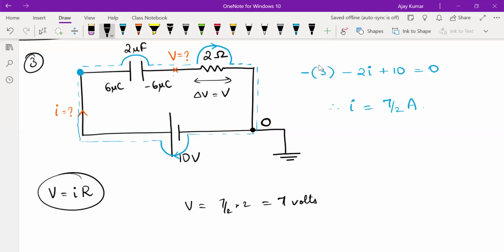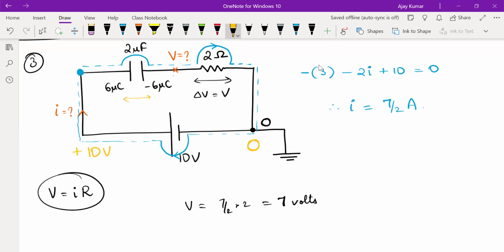Okay. Actually, at that point you could have answered without finding out the current also, because you know it is 0 here. Ground is at 0 potential. And when you move across this, the potential here becomes plus 10 volts because there's a battery between them. This potential is plus 10.